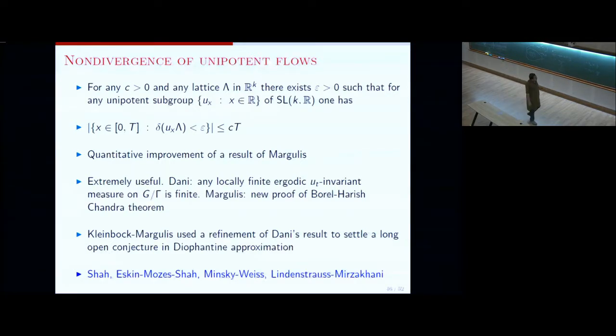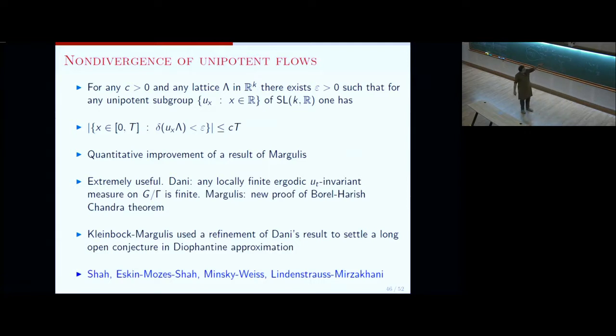Another nice application of Dani's work here is by Margulis, who gave a new proof of the Borel-Harish-Chandra theorem on finiteness of lattices. So I mentioned this in the beginning, that if you take a semisimple Q group without non-trivial Q characters, then the integer points form a lattice. Margulis gave a new proof of this using this non-divergence of unipotent flow. Somehow the idea is very ingenious, but maybe it's for another time. I won't mention it.